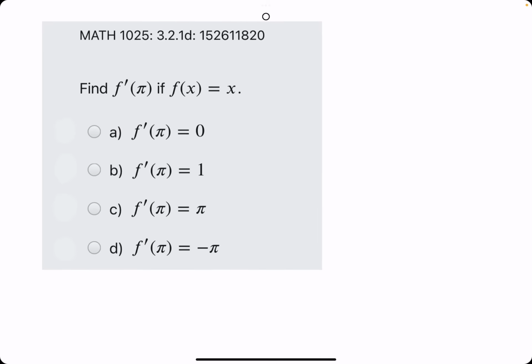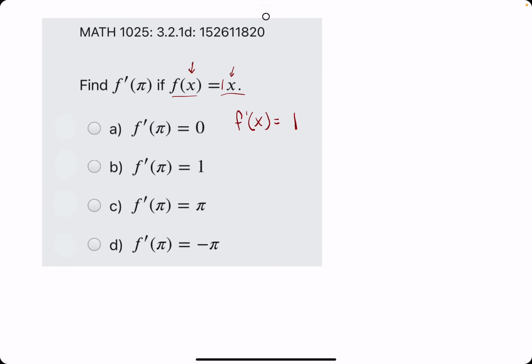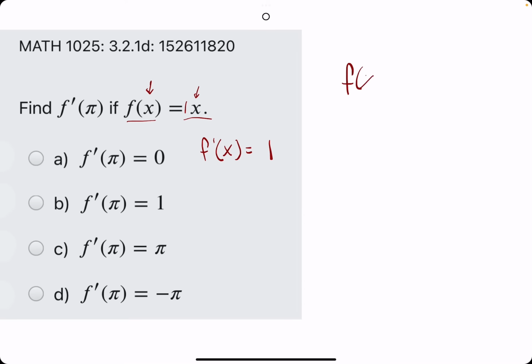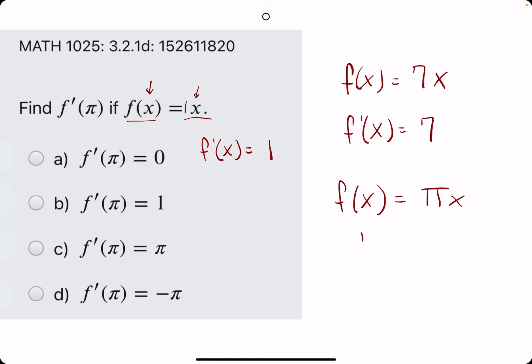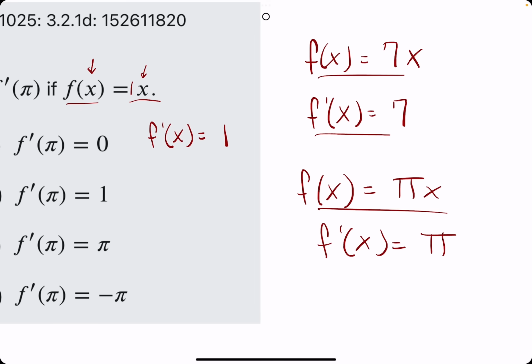All right, let's try one more. Same deal here. We'll go through it very fast. We have x as our input variable, and we have 1x here, so f prime is just equal to 1. So just to extend this rule, say we had the function 7x, then f prime would just be 7. Say we had f of x equals pi times x, then f prime, the derivative, would just be pi. So the derivative is always just the coefficient in front of the x term.